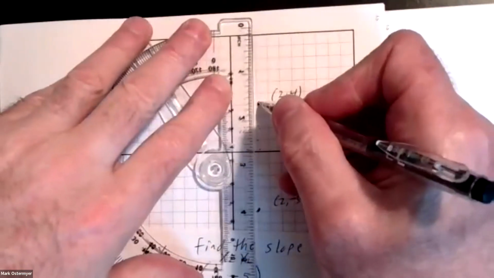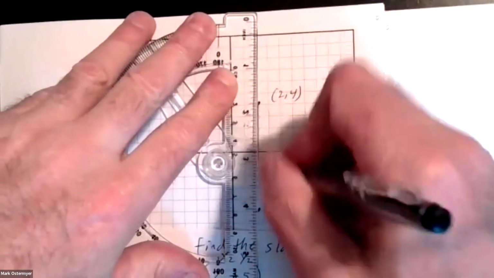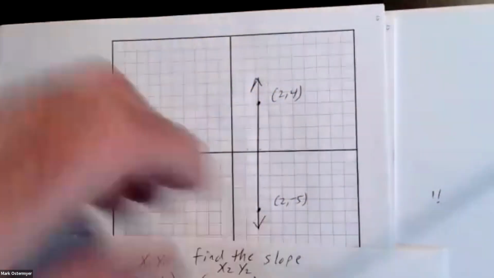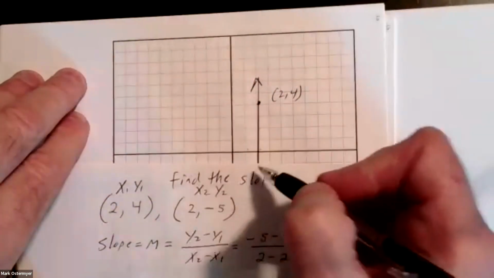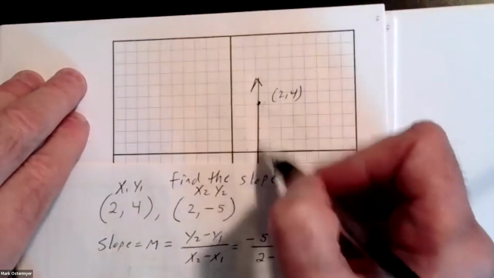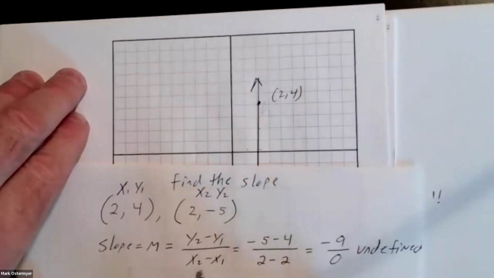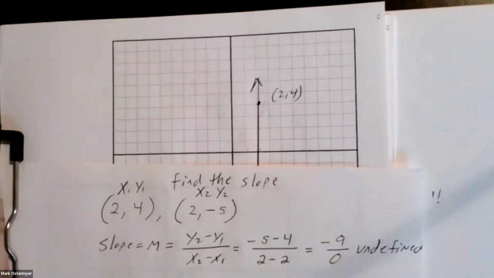And as it turns out, ladies and gentlemen, this line is going to be a vertical line. And that's why vertical lines have undefined slopes. The reason why they have undefined slopes is because when you move along a vertical line from one point to another, there is no run, only rise. And that's why the denominator of the slope formula is always 0, because there's no run. And that's why vertical lines always have undefined slopes.